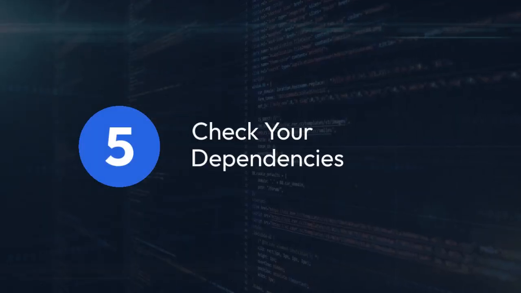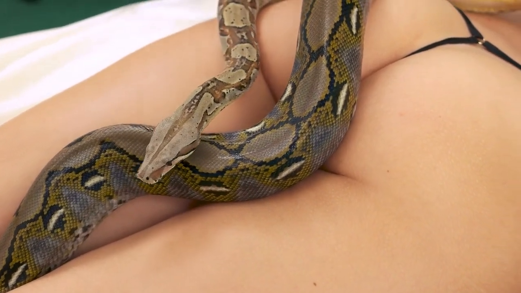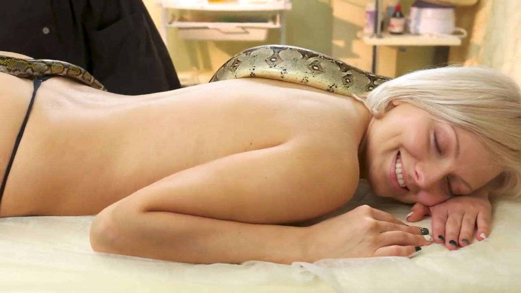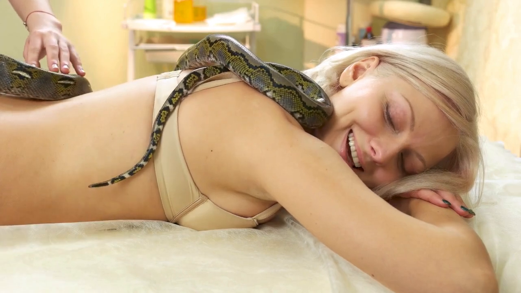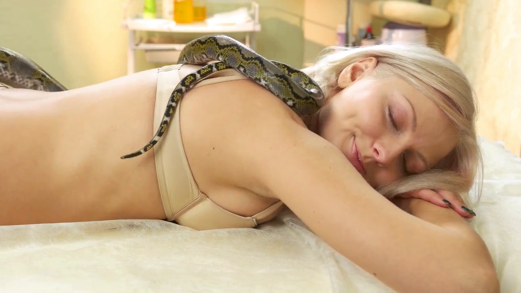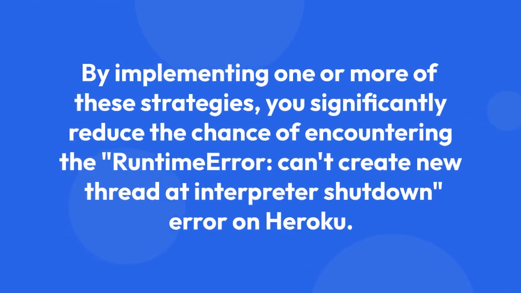5. Check your dependencies. Occasionally, issues within your dependencies can indirectly cause this error. Make sure all your libraries are updated to their latest versions. If you are using any threading-related libraries, review their documentation to see if they have specific recommendations for graceful shutdown or handling SIGTERM signals. By implementing one or more of these strategies, you significantly reduce the chance of encountering the runtime error: Can't create new thread at interpreter shutdown, on Heroku.